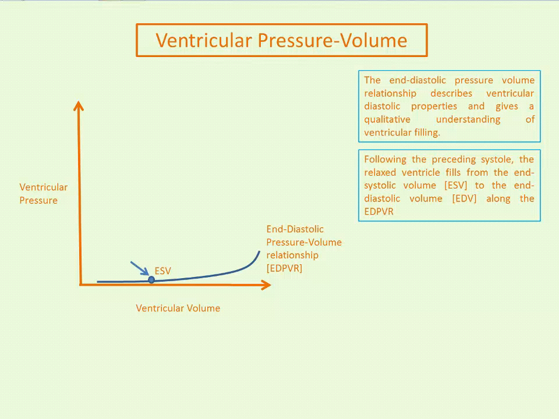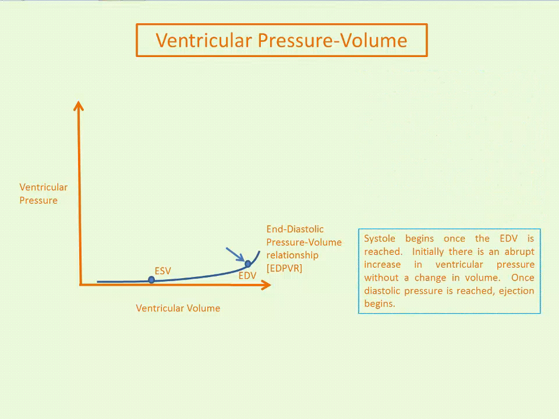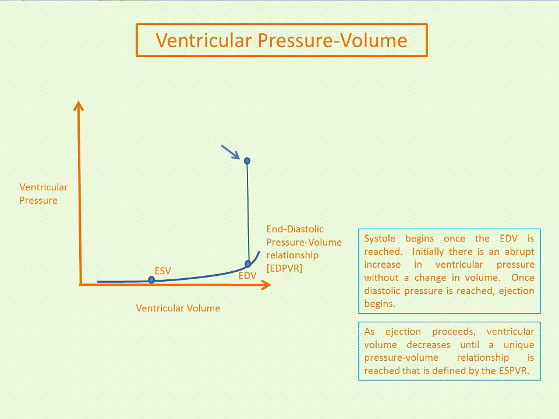And you can see that you fill during diastole from your end systolic volume after the last contraction. You fill along the end diastolic pressure-volume relationship to your end diastolic volume, and the pressure in the ventricle has increased somewhat. Systole then begins with isovolumic contraction, so pressure goes up in the ventricle until you supersede your aortic pressure, which is essentially your diastolic pressure, or your pulmonary artery diastolic pressure if we were talking about the right ventricle.